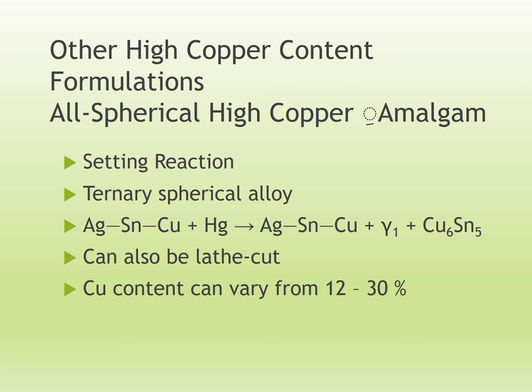Other high copper content formulations include the all spherical high copper amalgams. It has the advantage of easy condensation, plus the advantages that we've mentioned in the previous slide. The powder is a ternary spherical alloy of silver, tin, and copper. The setting reaction is as follows. Silver, tin, copper plus mercury will give us silver, tin, copper, and gamma 1 plus copper 10. It can also be lathe cut, and the copper content can vary from 12 to 30%.